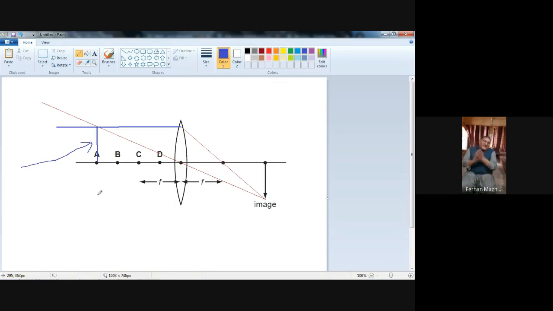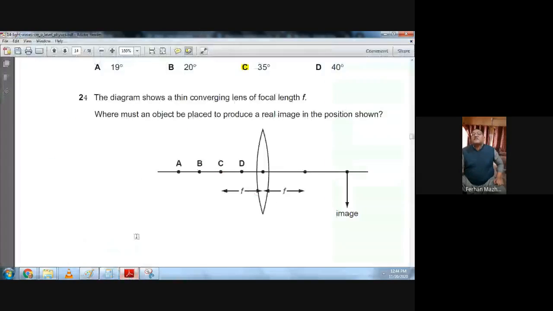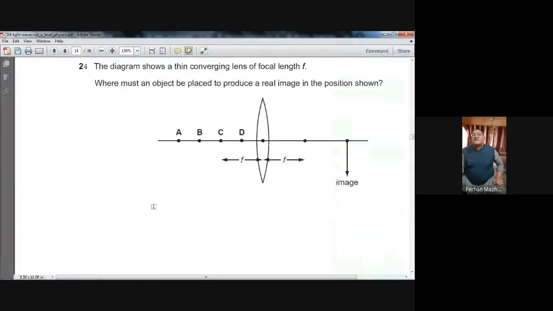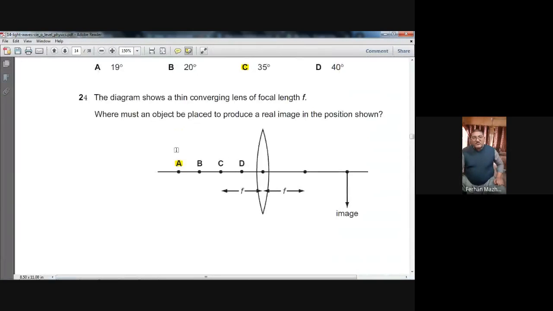So you see, you understand how I work on this. You have to work on it with a pencil and a scale. So at position A, the object should be placed. So A is the right answer. This is the answer. You understand this question?